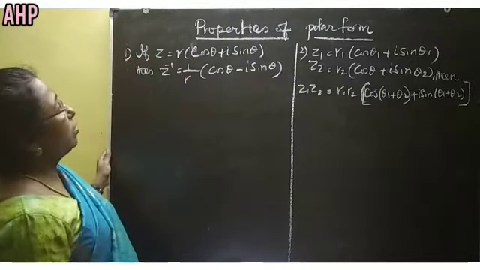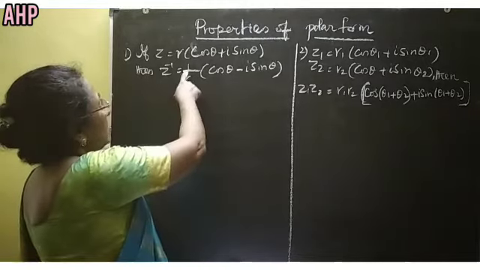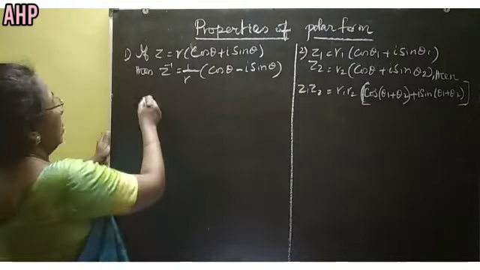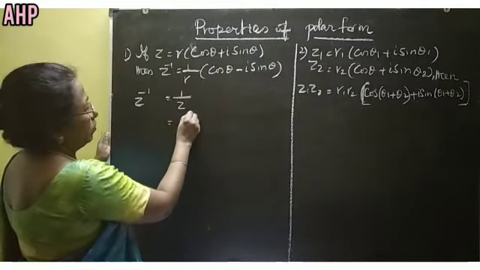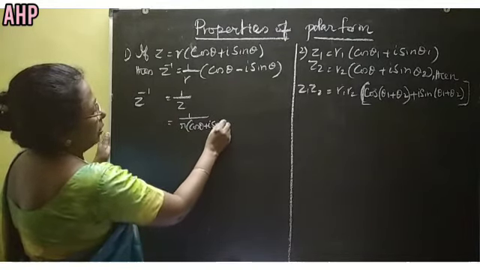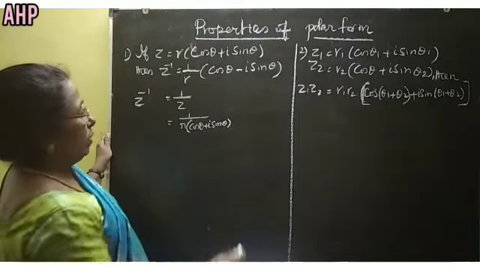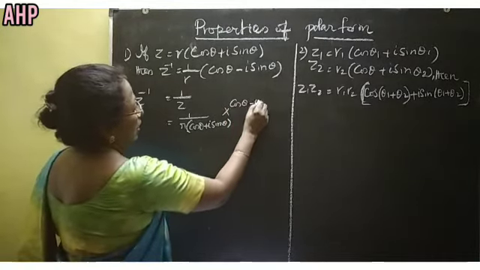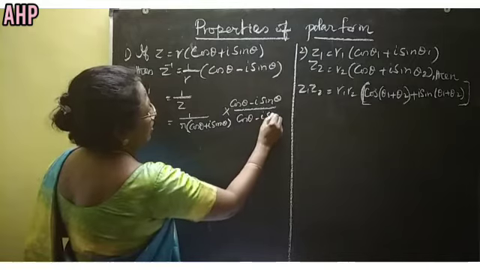Now, if z is equal to r into cos theta plus i sin theta, z inverse is equal to 1 by r into cos theta minus i sin theta. Now, z inverse is equal to 1 by z. Now, this is equal to 1 by r into cos theta plus i sin theta. Now, to eradicate this i from the denominator, we'll have to rationalize it. So, multiply by cos theta minus i sin theta and divide by cos theta minus i sin theta.